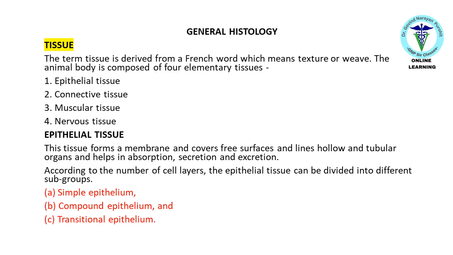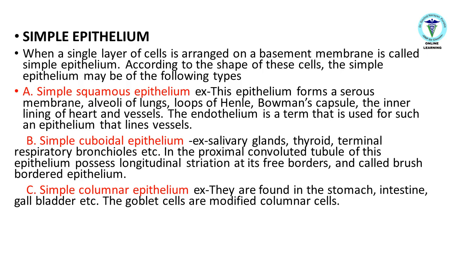Epithelial tissue. This tissue forms a membrane and covers free surfaces and lines hollow and tubular organs and helps in absorption, secretion and excretion. According to the number of cell layers, the epithelial tissue can be divided into different subgroups. A. Simple epithelium. B. Compound epithelium. And C. Transitional epithelium. Simple epithelium. When a single layer of cells is arranged on a basement membrane is called simple epithelium.